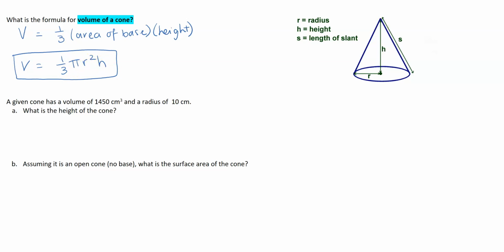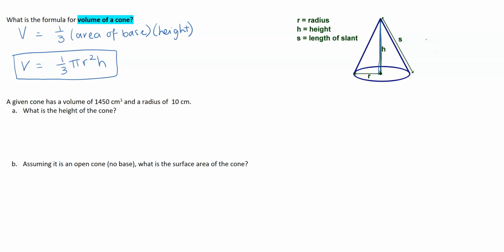Okay, so in order to use the formula, you need to know two variables. You need to know the radius of the cone and you need to know the height, and that is this perpendicular height here, okay, not to be confused with the slant height, which we talked about when we were looking at the surface area of a cone.